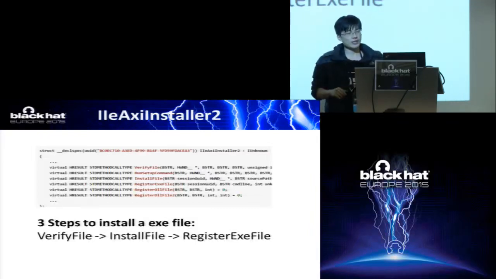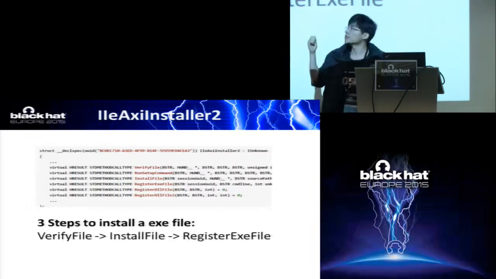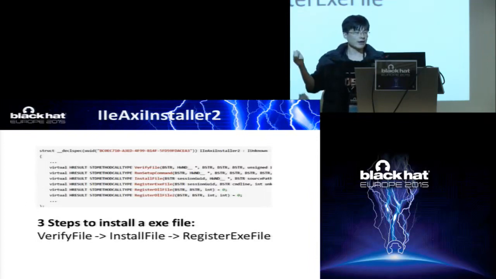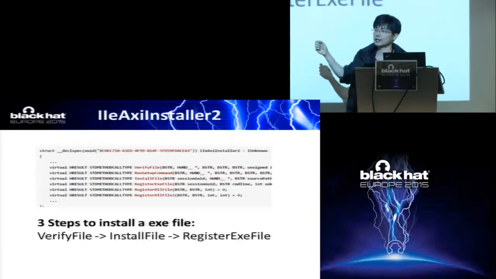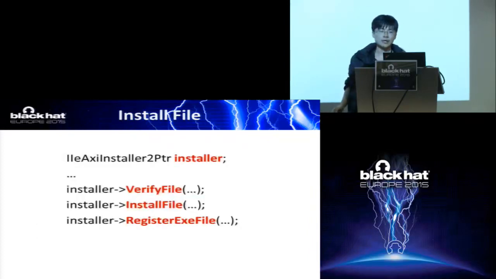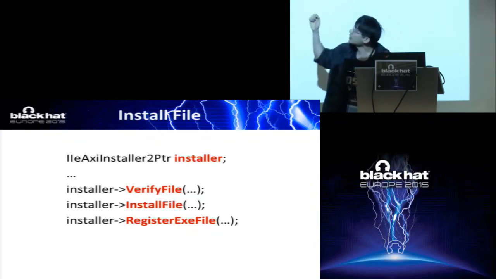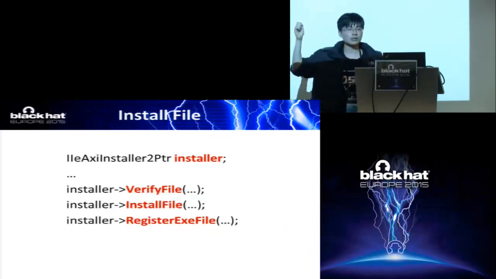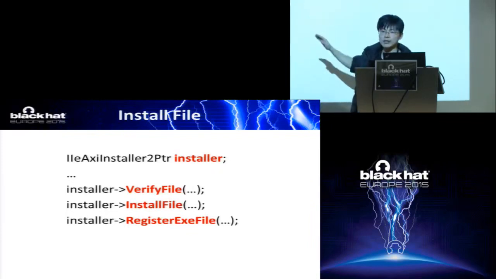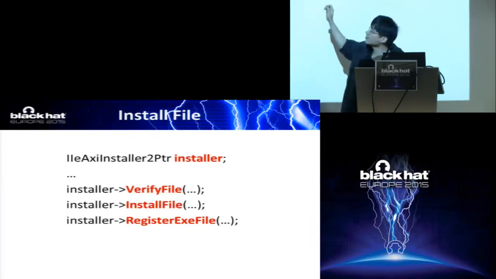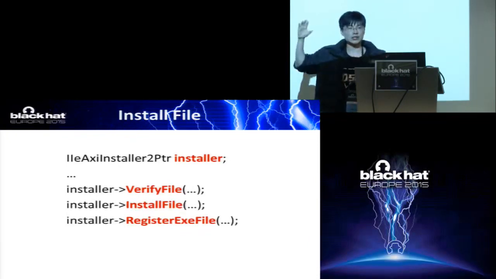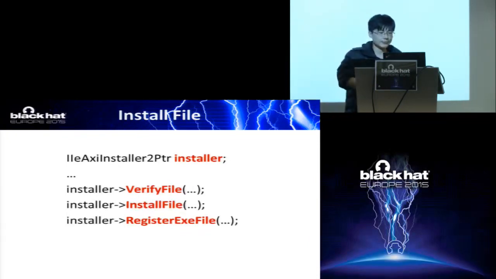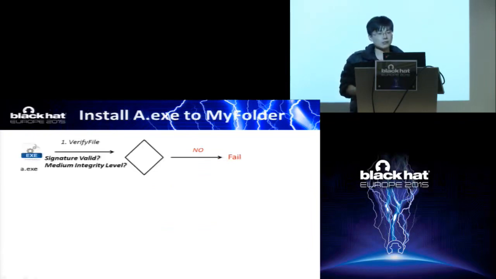Basically, to use this interface to install, for example, an executable file, we need three steps: verify file, install file, and register exe file. We first acquire an interface to this broker, and we just call these three functions one by one. If any of these functions fails, the installation will fail. So let's look at what exactly these three steps do.